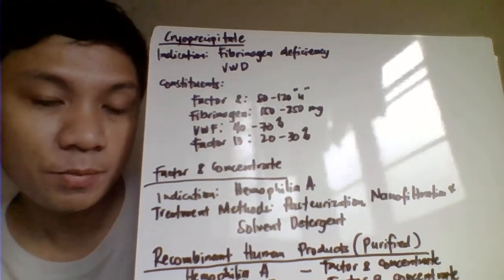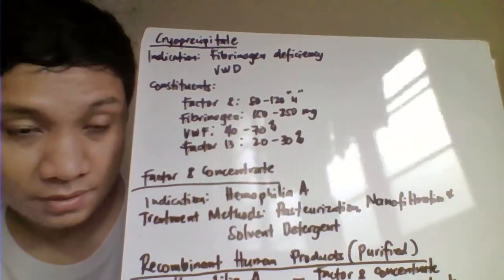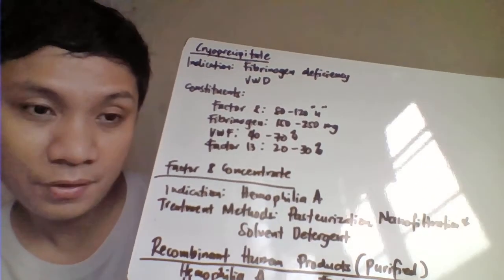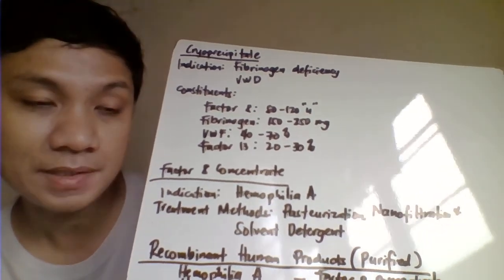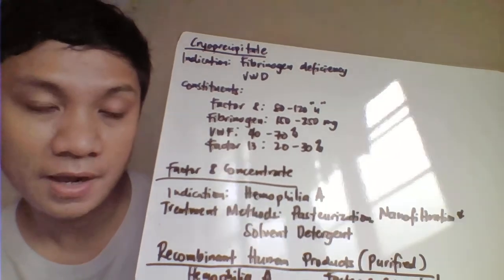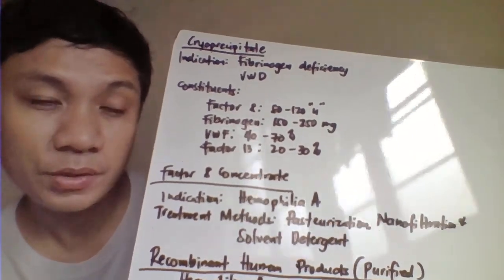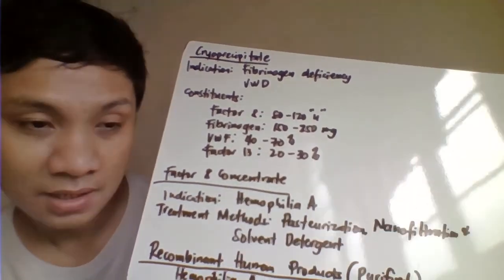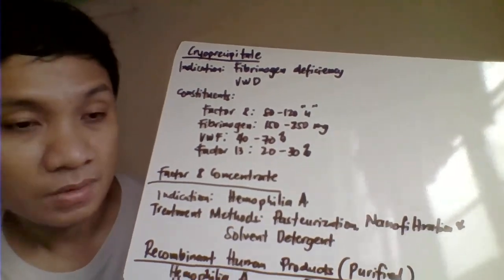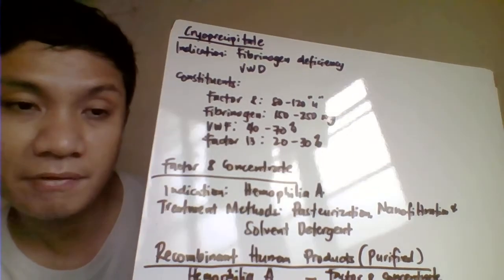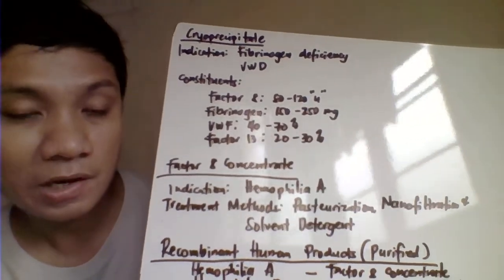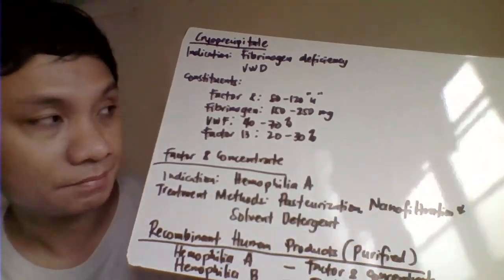Okay, the next blood component we have here, the cryoprecipitate. So the cryoprecipitate represents the precipitated protein component of your fresh frozen plasma after it has undergone the thawing process. Cryoprecipitate is needed primarily for the treatment of your fibrinogen deficiency, including your von Willebrand disease.